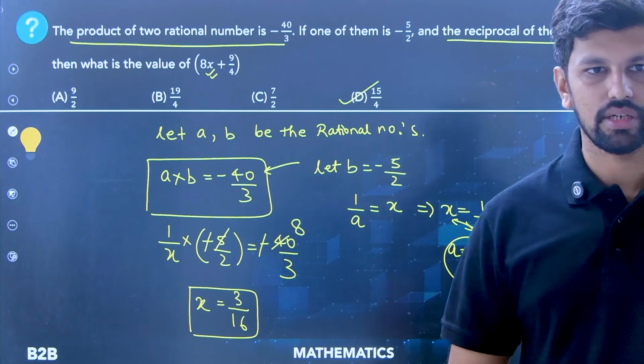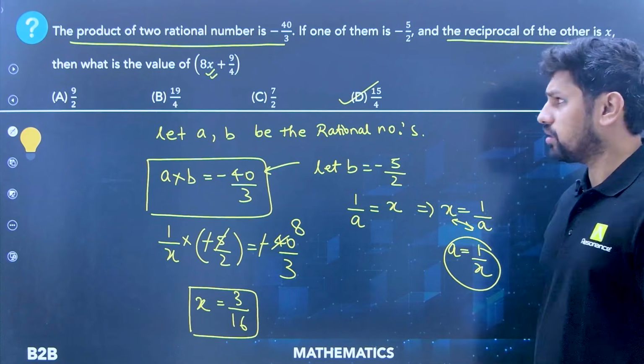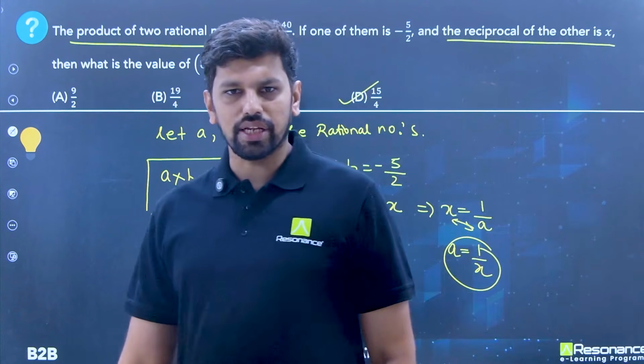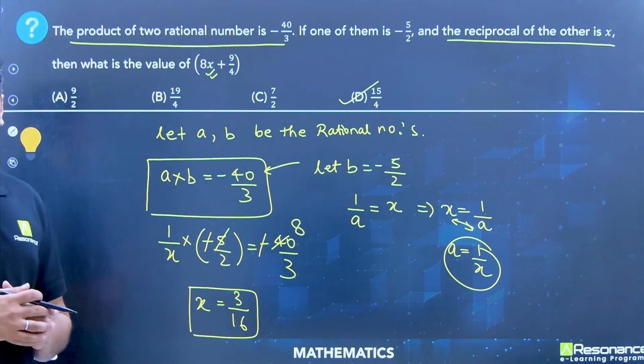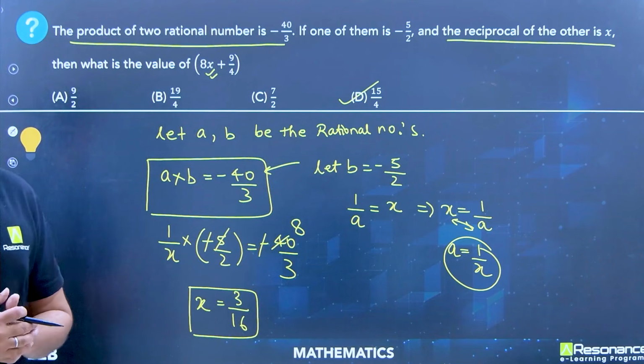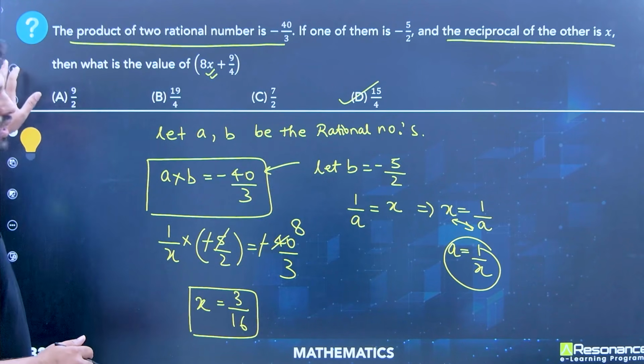Harshita, very good. Ananya, understood? Okay. So can we move on to next one? Is this thing clear to everyone? Reciprocal of the another is x. Okay. Let's move on to next one.